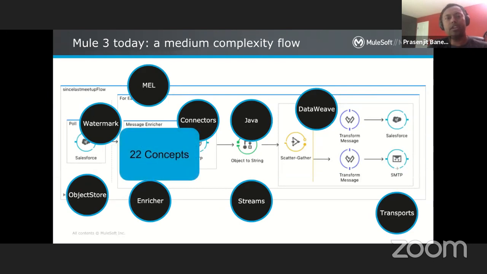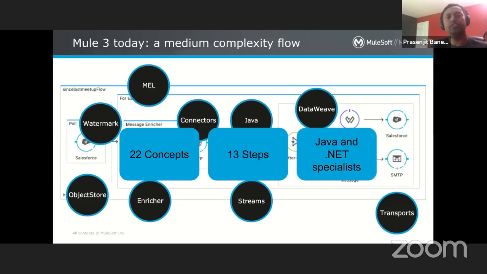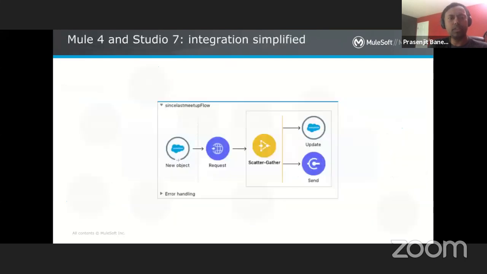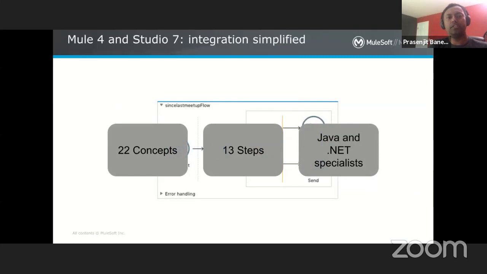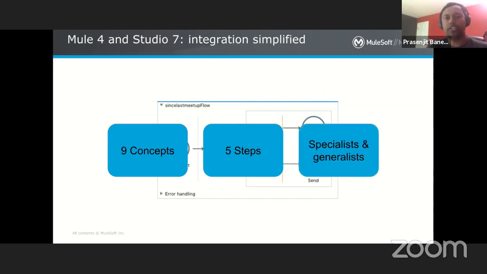In a roundabout way, on an average complexity Mule 3 flow, you talk about 22 concepts, about 13 steps to implement, and some Java and .NET specialties would be required in some places for doing some transformations. That same kind of flow in Mule 4 is highly simplified. From 22 concepts, we're down to 9 concepts. From 13 steps, we are down to 5 steps. And from specialties around Java or .NET, we are talking about mostly generalists and some specialists in case it's required.